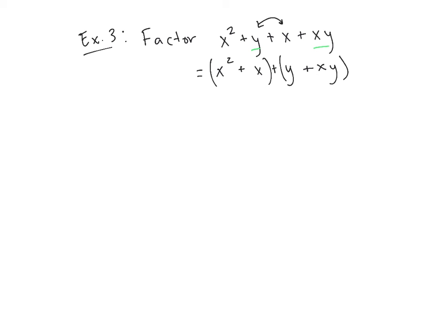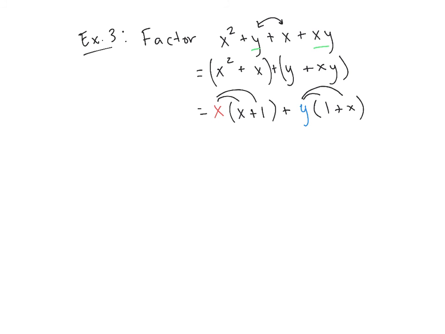So now when I look at it, my first 2 terms both have an x. So I can factor an x out of my first pair of terms here. x times x makes x squared, and x times a plus 1 makes a plus x. And then for my second pair of terms, I'd have y, and then y times 1 would make 1y, and y times a plus x would make an xy.